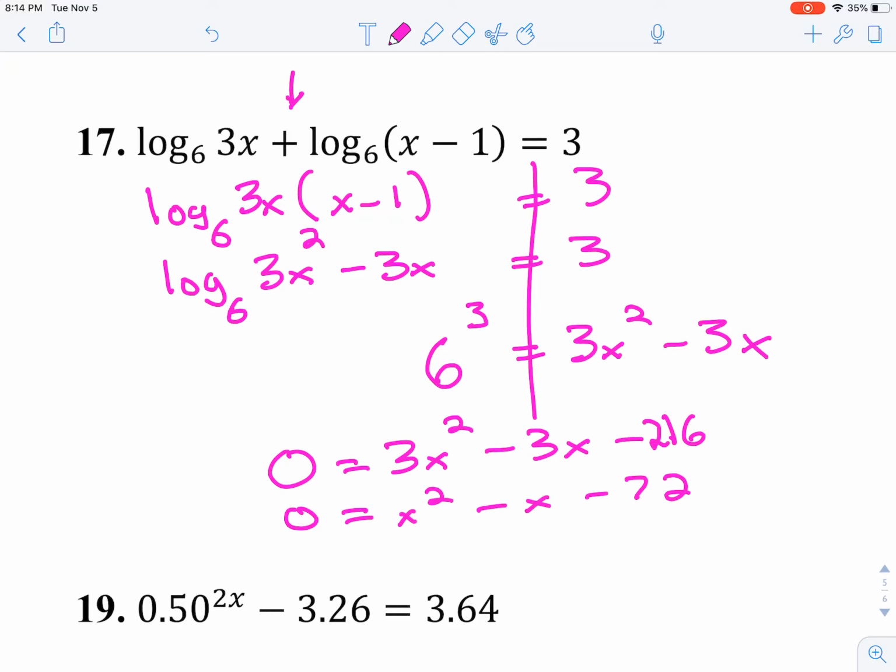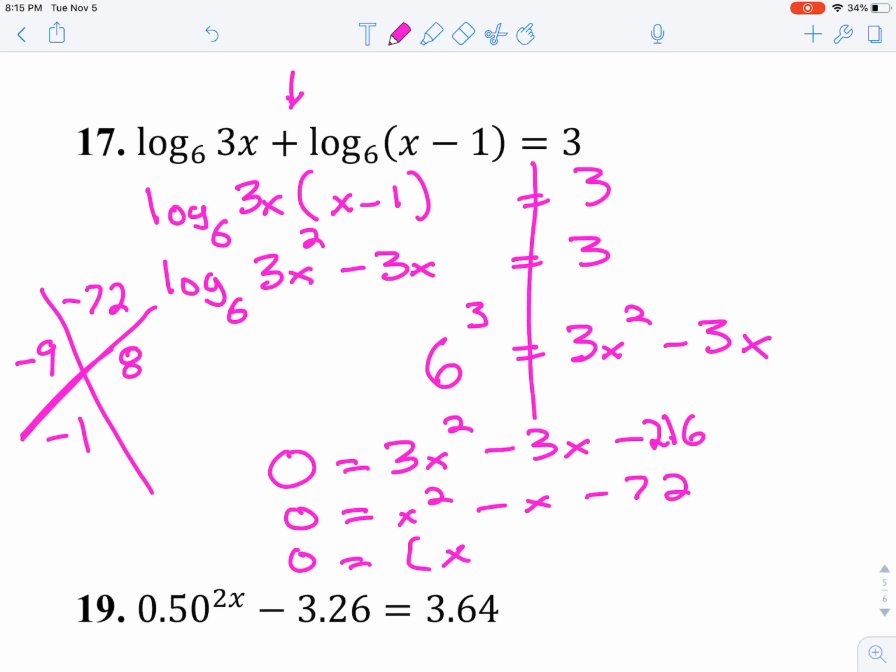So you could plug this into the quadratic formula. You could actually probably guess and check if you didn't remember how to do that, but I'm hoping you do. I would just factor this. So when I factor this, I need to find two numbers that multiply to negative 72 and then add to negative 1. That would be negative 9 and positive 8, telling me that this breaks down to x minus 9, that one, and x plus 8, that one. The two things that make this true, well, it needs to be 0. So 9 is an answer. And this needs to be 0, which would be negative 8.